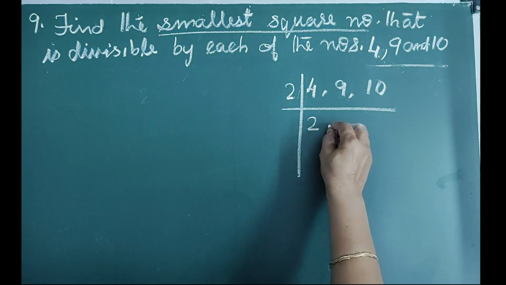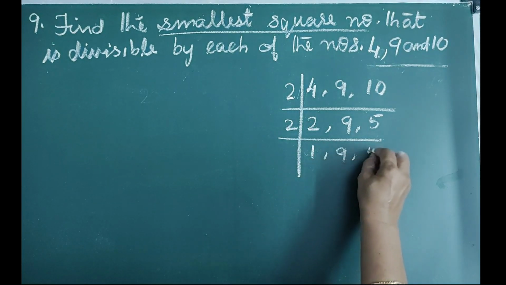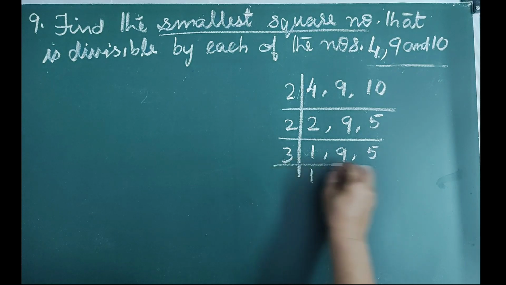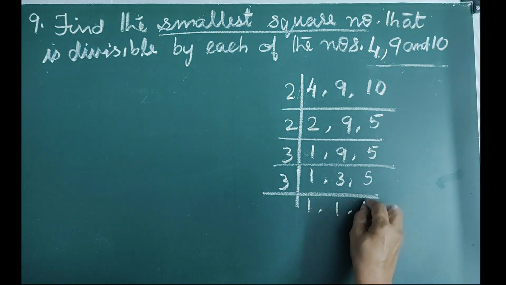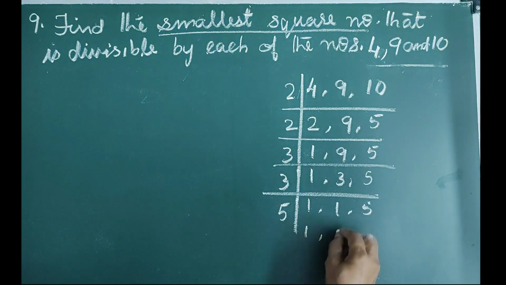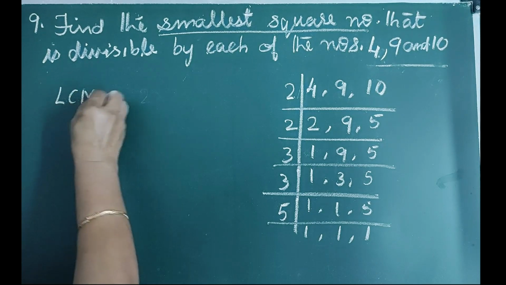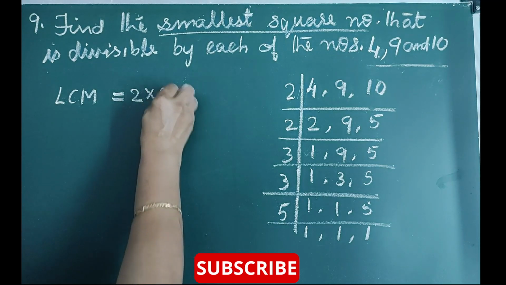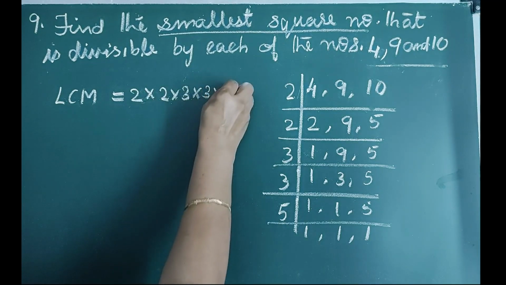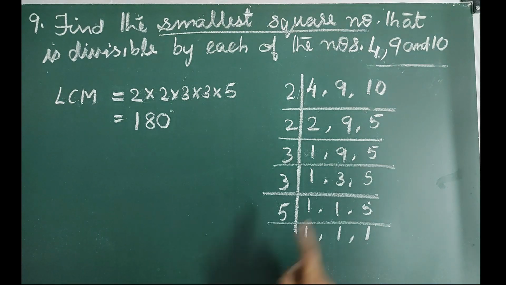Dividing by 2, this will be 2, 9, 5. Again by 2, 1, 9, 5. Then by 3, 1, 3, 5. Again 3, 1, 1, 5. Next 5, 1, 1, 1. So the LCM of 4, 9, 10 is 2 into 2 into 3 into 3 into 5, that is equal to 180. So the LCM of 4, 9, 10 is 180.